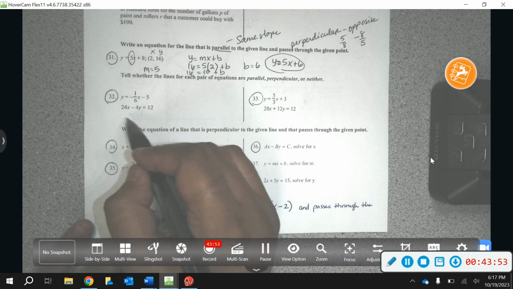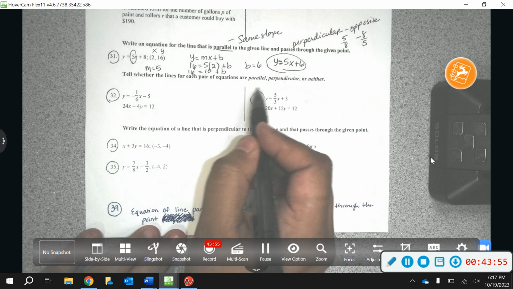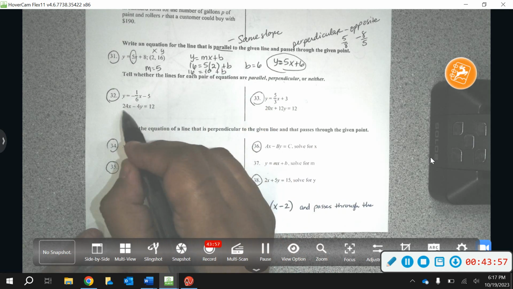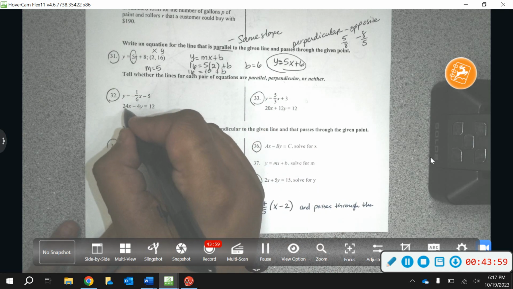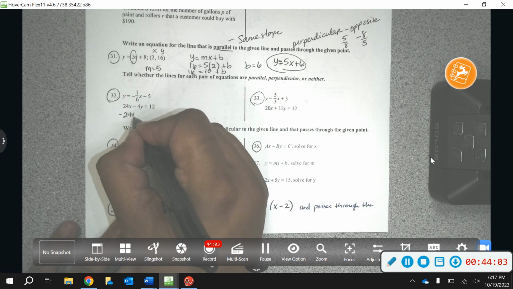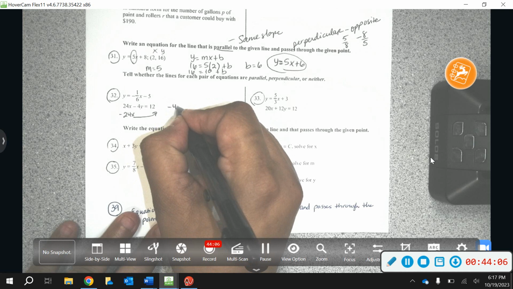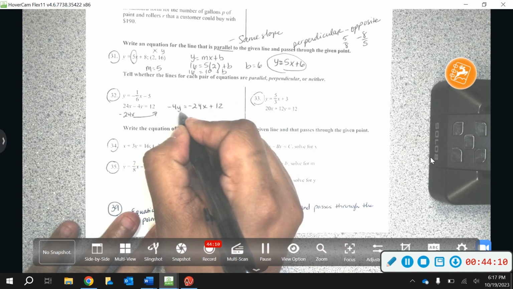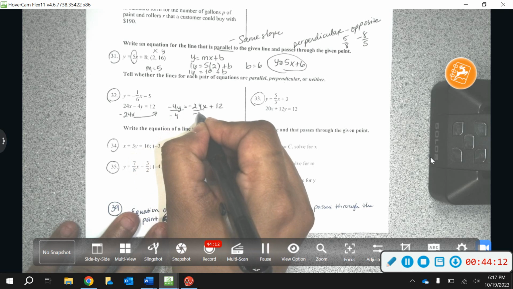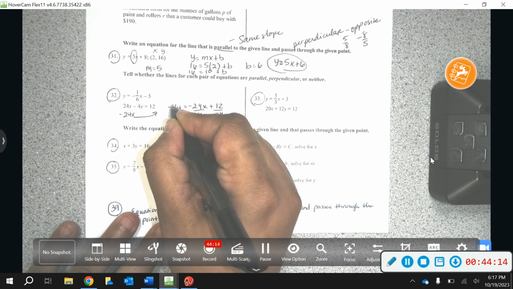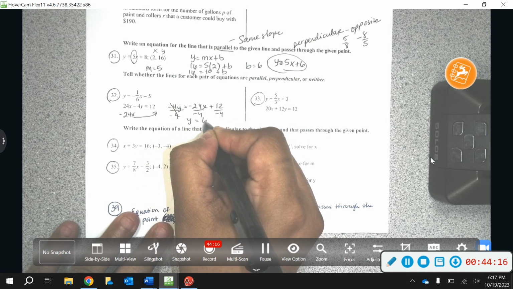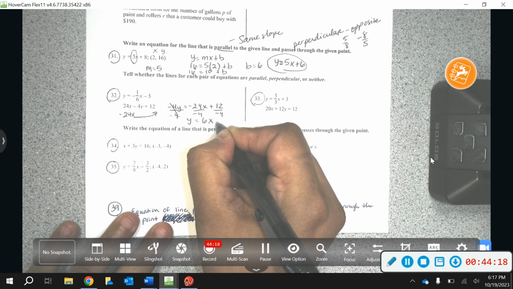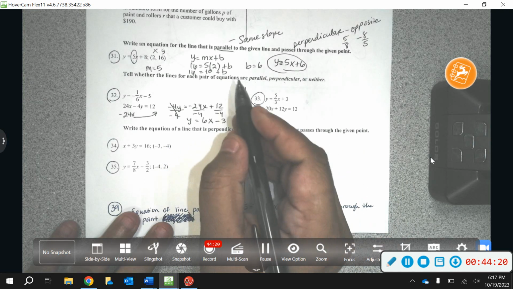See how I have two different forms of the lines? This is what I'm talking about. How do I know if they're parallel or perpendicular if I can't even identify the slope? Remove the x, just like what we did. Subtract 24x, move that over there. So we get negative 4y equal to negative 24x plus 12. Divide by negative 4, divide by negative 4, divide by negative 4. Y is equal to 6x minus 3.